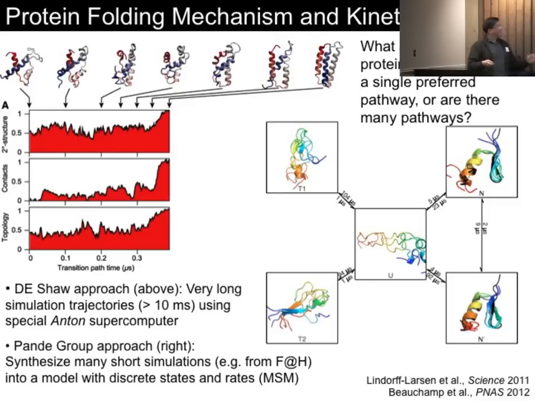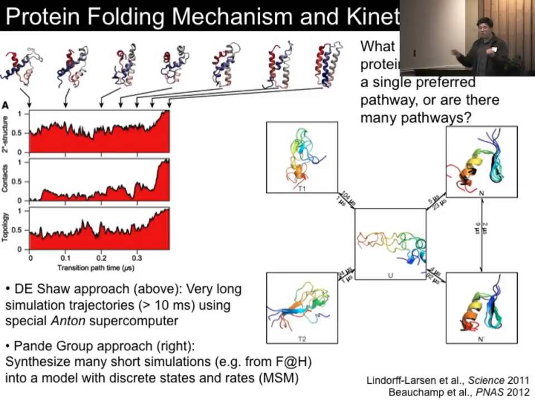And in addition to structure prediction, we might look at protein folding mechanisms. So is there a single preferred pathway, or are there many pathways? If you have an extremely powerful supercomputer that costs $1 billion, it's probably not $1 billion, but you can run a very long simulation trajectory and see what that trajectory does, because that's the data that is available to you. And you'll find that the folding follows a certain pathway.